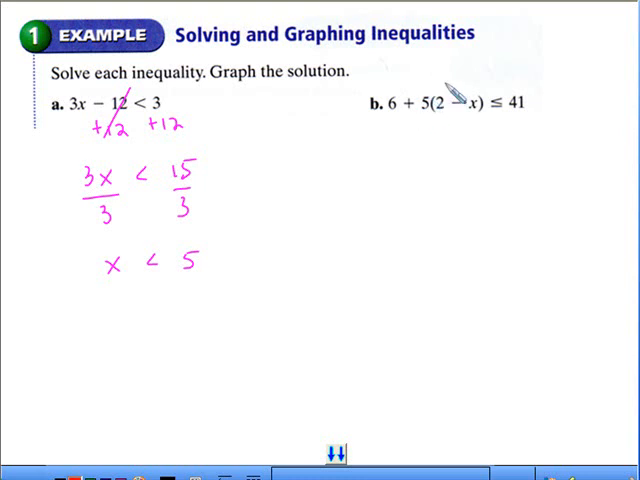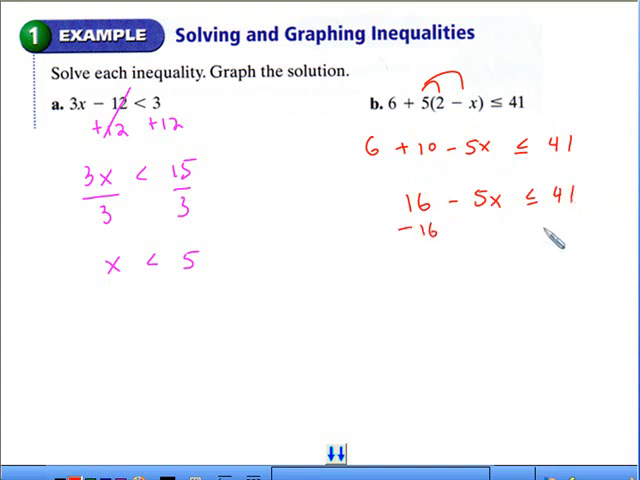So over here we have to distribute first. Here's a common mistake. A lot of students add here first and then distribute. You have to follow the order of operations. So distribute first. So just drop down to 6. We're distributing a positive 5, that'll give you positive 10 minus 5x less than or equal to 41. Combine like terms. 16 minus 5x less than or equal to 41.